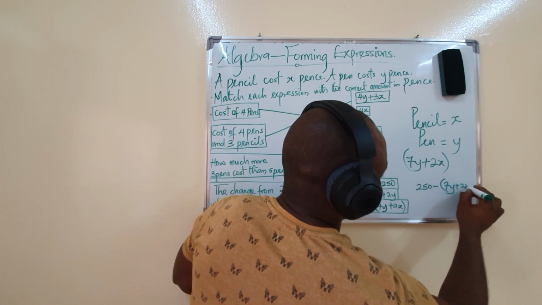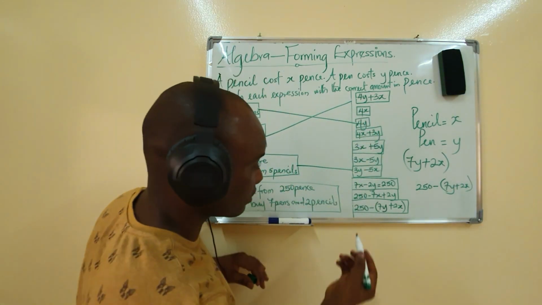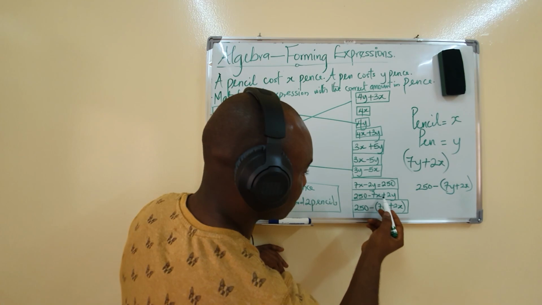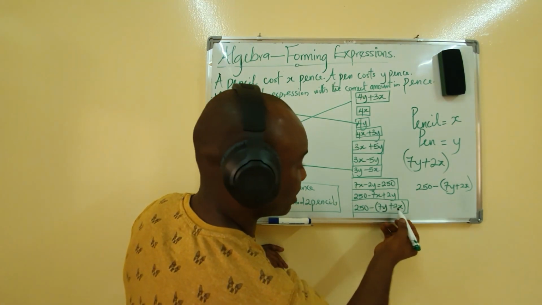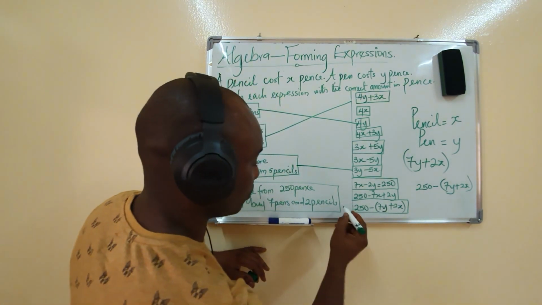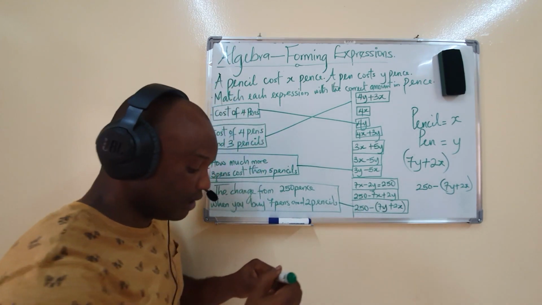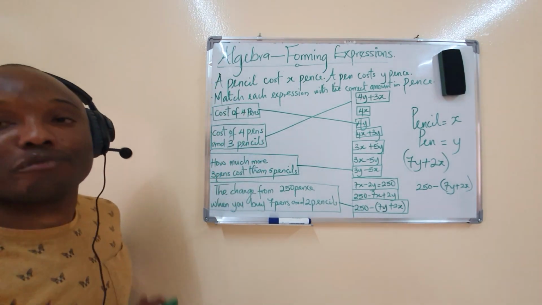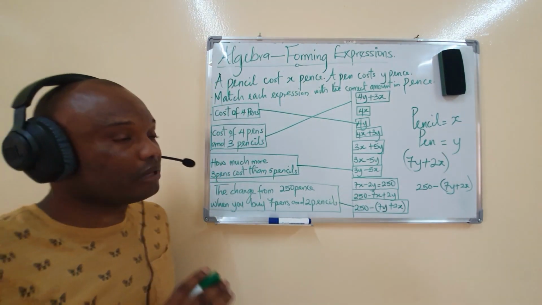7y plus 2x. Look for it. 250 minus 7x plus, not this one. 250 minus 7y plus 2x is here. So this matches with the last one. This is how you solve this kind of problem. Practice will make you better.